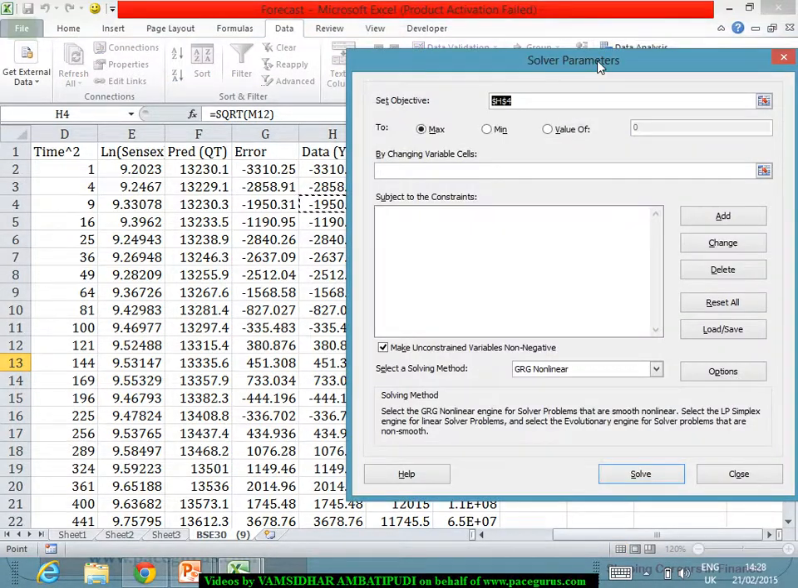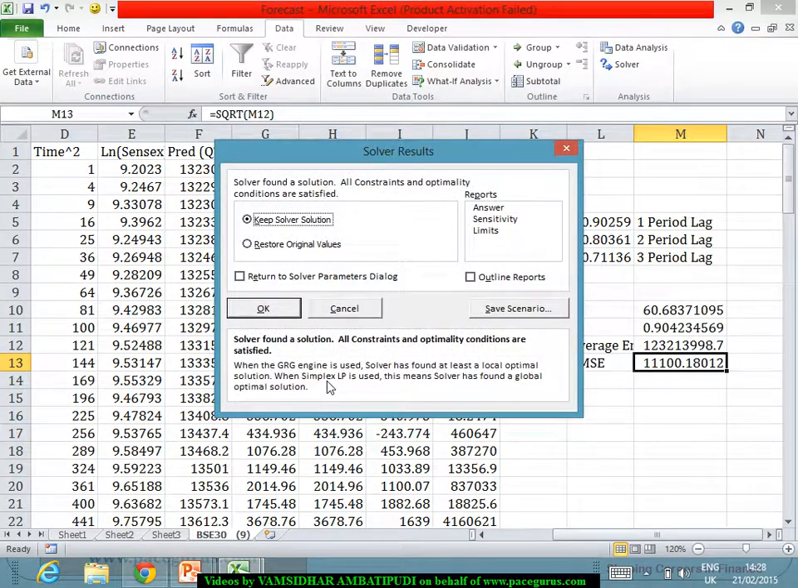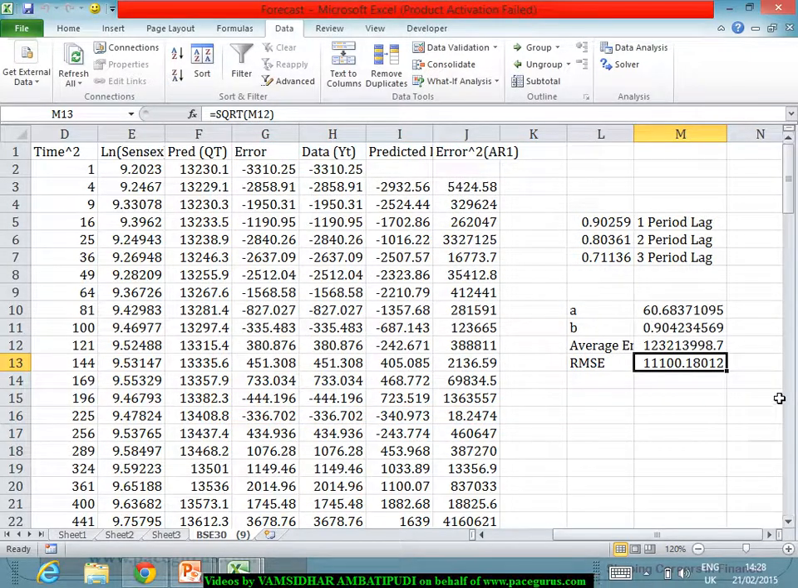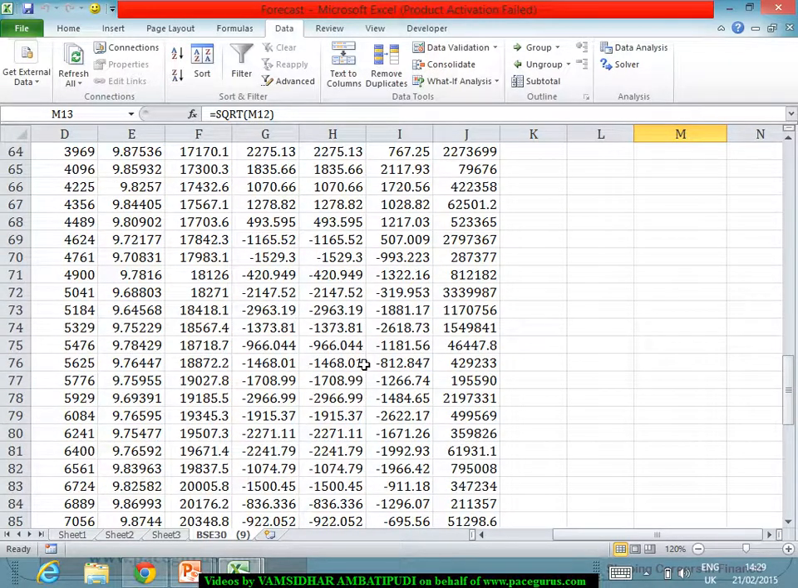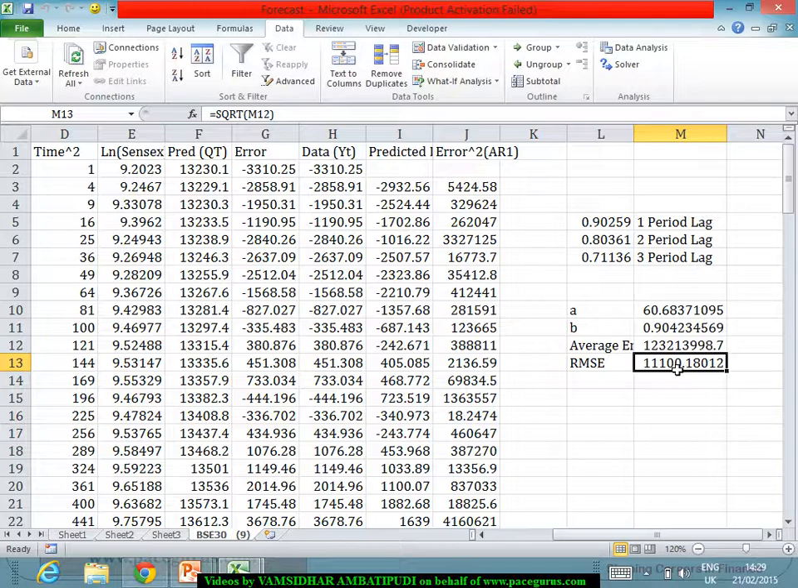So this is where I rely on solver. I will select that this value needs to be minimized by changing these two values, and let's see what happens when I solve this. Yes, I'm getting some kind of a value where my RMSE is coming out to 11,100. Let's try it again.